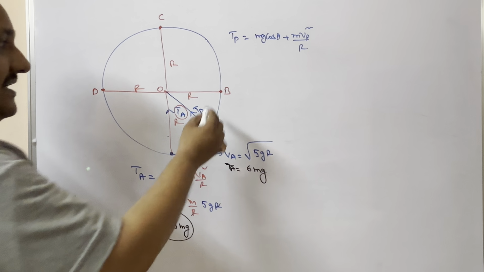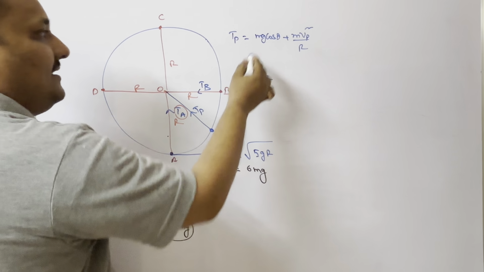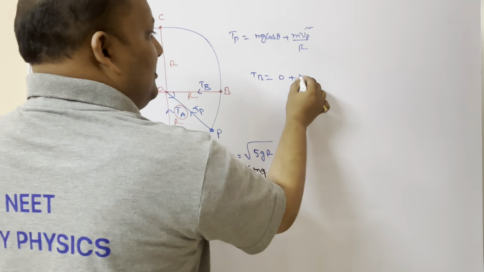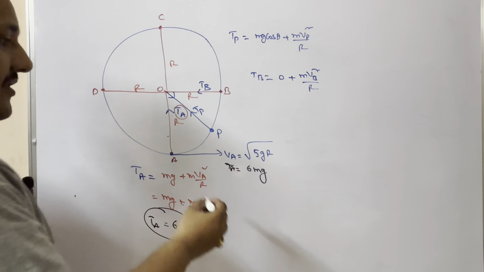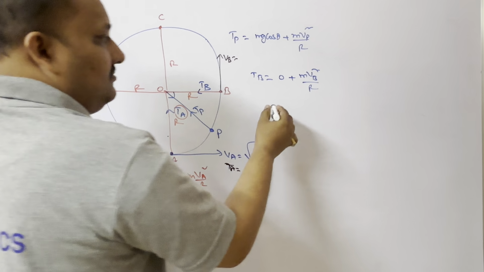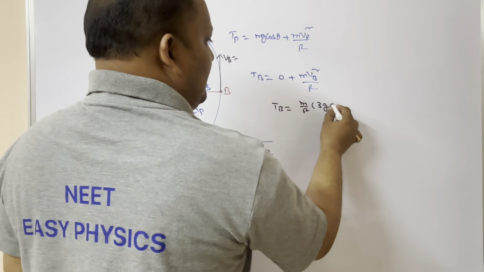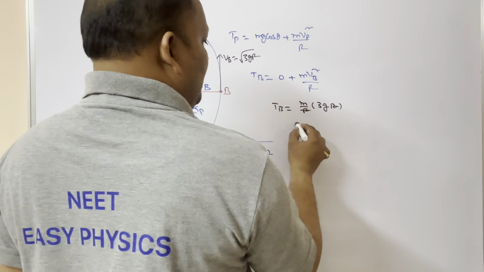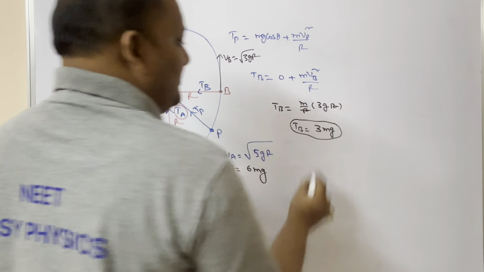Next, what is the tensional force at B? TB is mg cos theta. What is theta here? 90. Therefore, this value is going to become 0. Plus m VB square by r. What is the velocity at this point B? VB we got is root 3gr. So m by r times 3gr. Therefore, r will be cancelled. TB is equal to 3 mg.